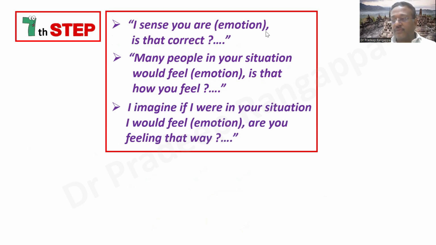So using the word for that emotion that you are feeling, whether you are feeling very sad, or devastated, or terrible, or very angry, or frustrated, or apprehensive, use some word for the emotion and say, "I would also feel the same way." That is the seventh step, using your own emotion.